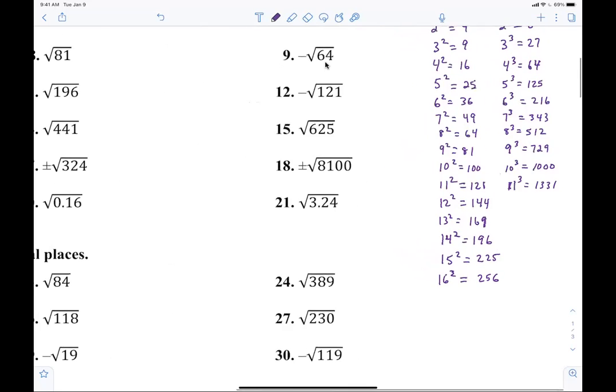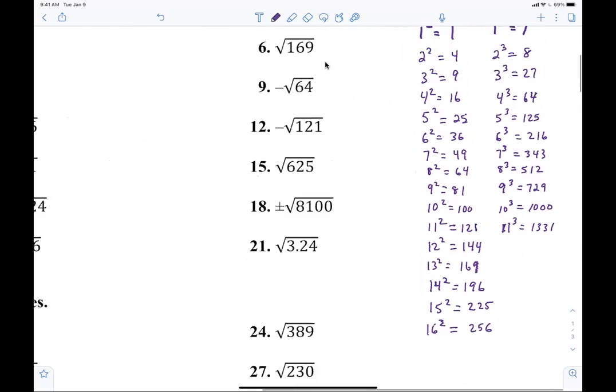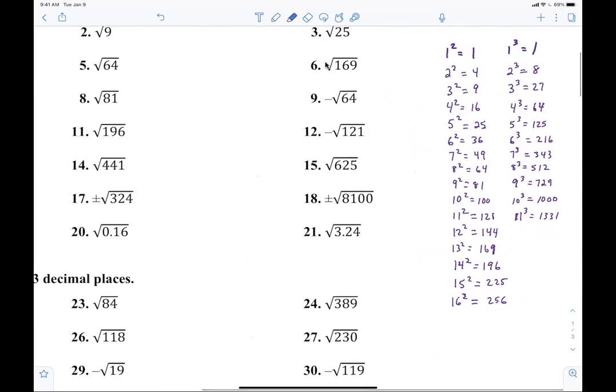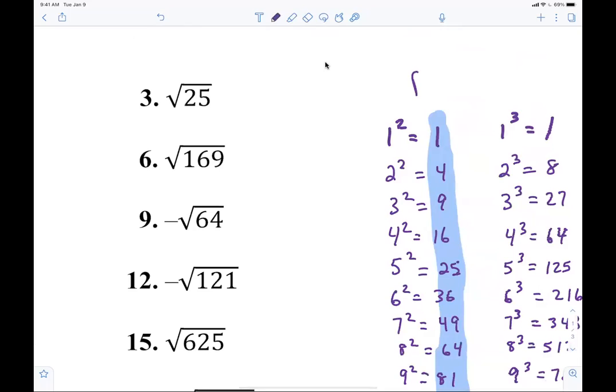Now, the reason why I wrote that down is because these numbers right here, all of these over here, can anybody tell me what these are called? Square root of numbers. Those are called perfect squares.